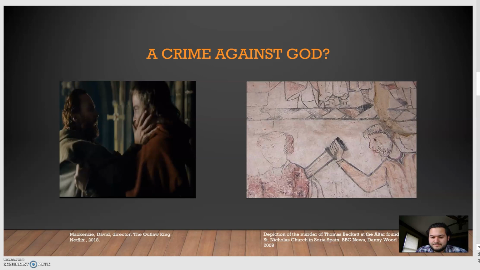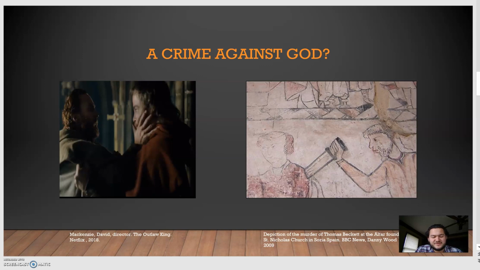According to Wood, when King Henry's daughter married a Spanish prince and moved to Spain, she erected this church, St. Nicholas, in Spain as a way to pay for her father's crimes or to show penance. What this event shows is how serious this crime was, and maybe Robert the Bruce isn't the good guy that the director wants to show him as.